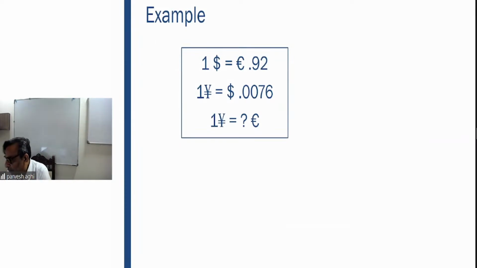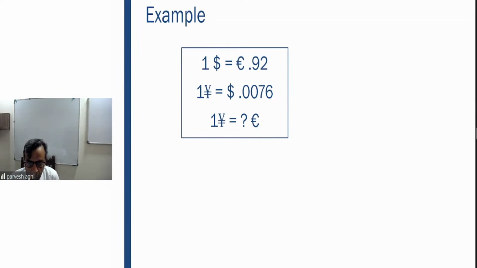Yeah, it means we have to convert direct into indirect. Absolutely right. Yeah, you're right, Namrata. So let's look at this. There's so many questions which we'll be doing, and you will be able to understand very well. $1 is equal to so many euros. The first quote. The second quote is 1 yen is equal to so many dollars.